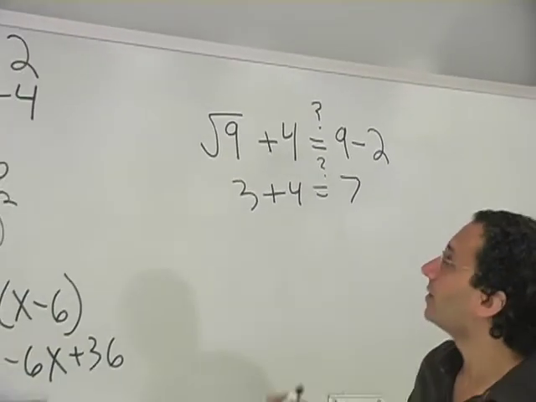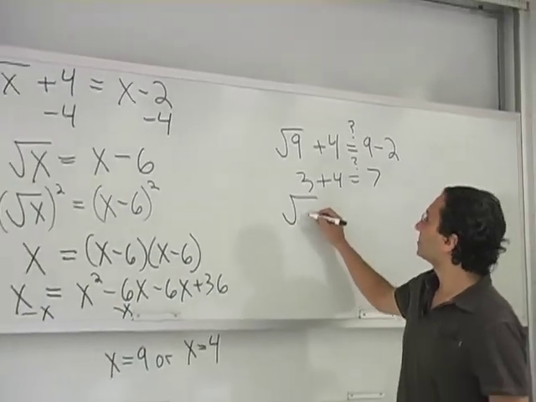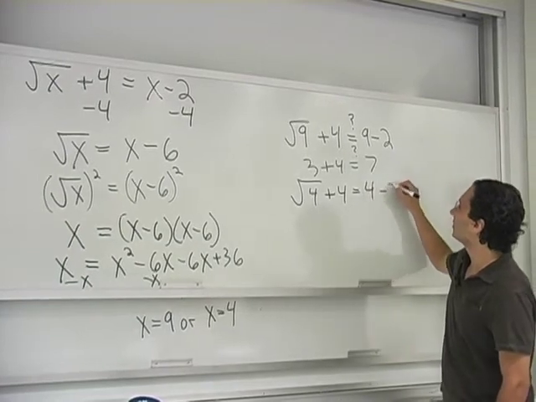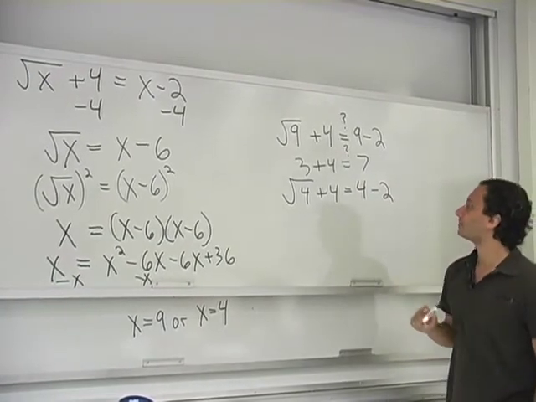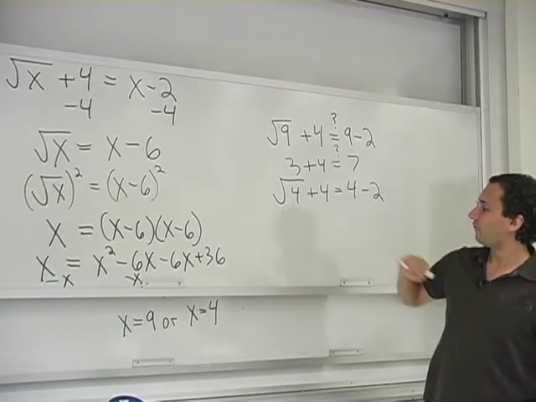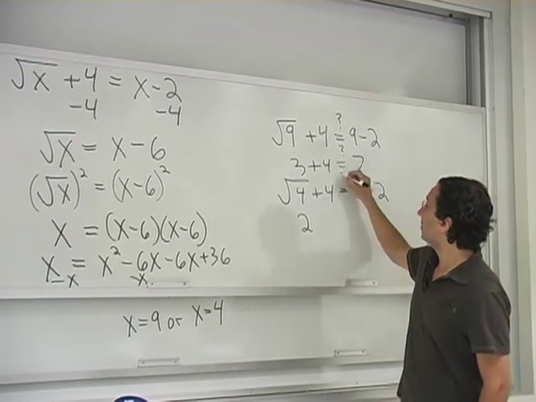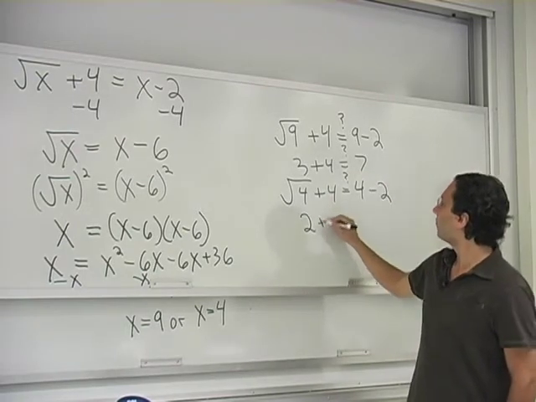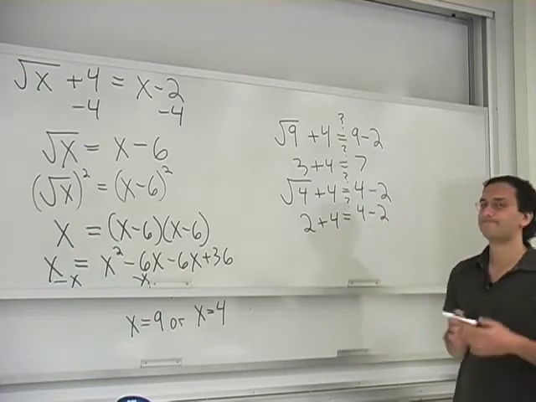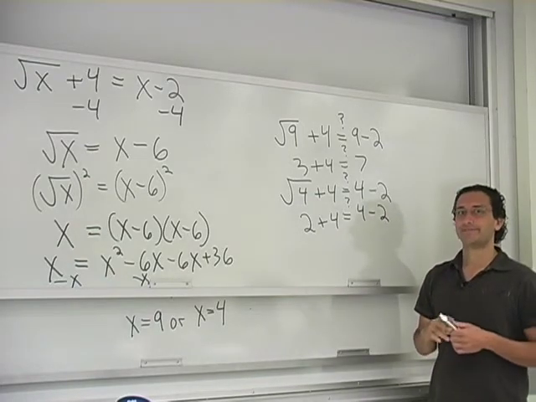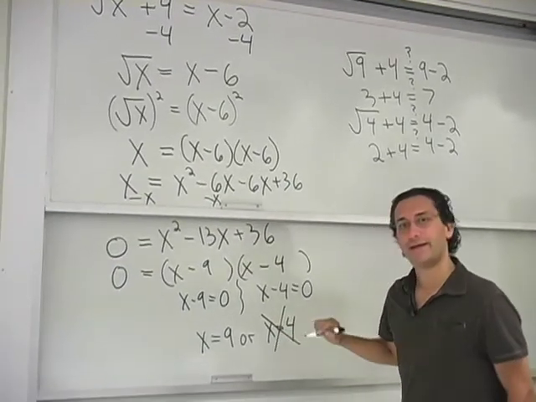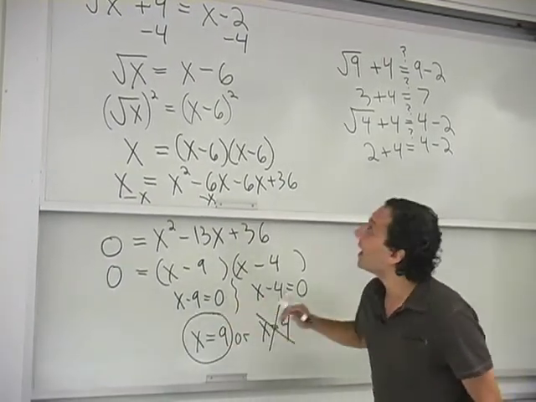Let's check out the 4. So sticking a 4 in, we have the square root of 4 plus 4 equals 4 minus 2. So this becomes the square root of 4, which is 2. Again, let me put a question mark. 2 plus 4, does that equal 4 minus 2? Not on Thursdays. So I guess this isn't going to work for us. So we'll cross this guy out, and it looks like x equals 9 is our solution.